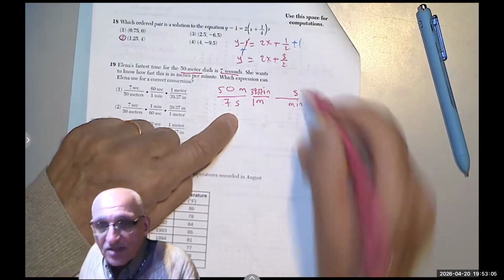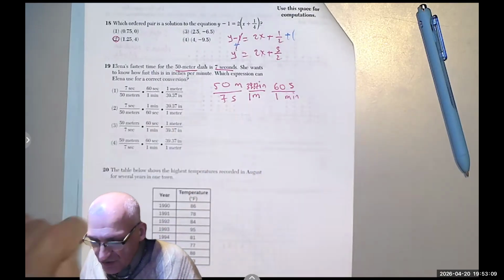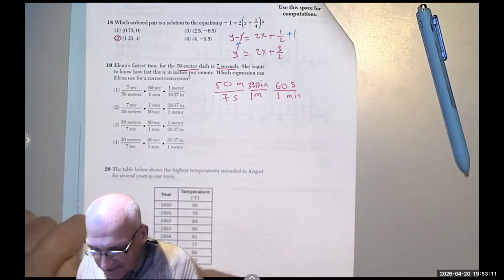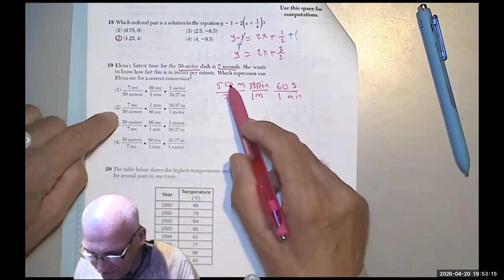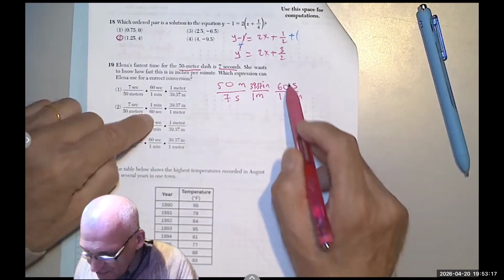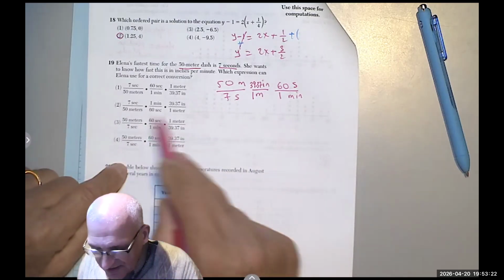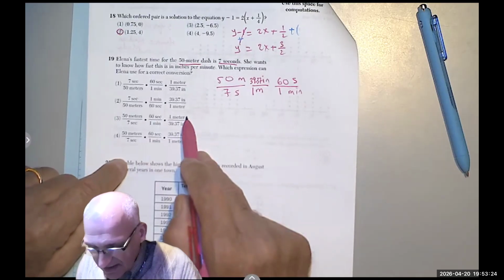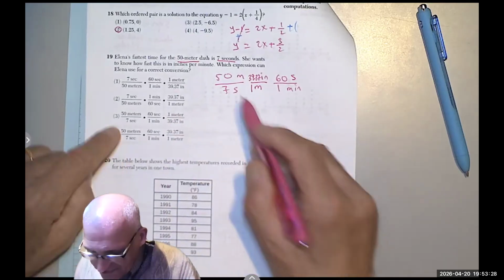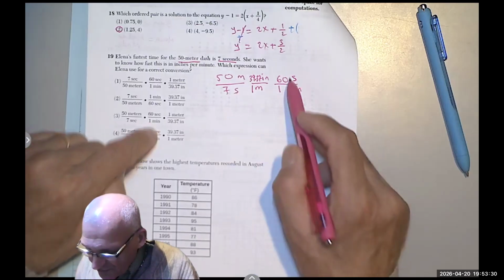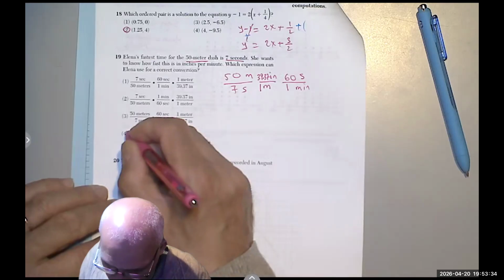But 1 minute is not 1 second. 1 minute is 60 seconds. So now what does that look like? I have 50 over 7, 60 over 1, but here it's backwards because now I have meter times meter, which doesn't make sense. I have to get rid of them. So definitely it's 4. 50 over 7 times 60 over 1 times 37 over 1, so it's number 4.